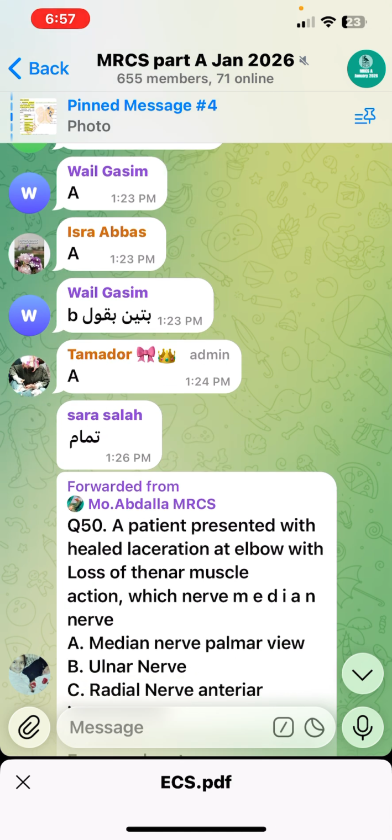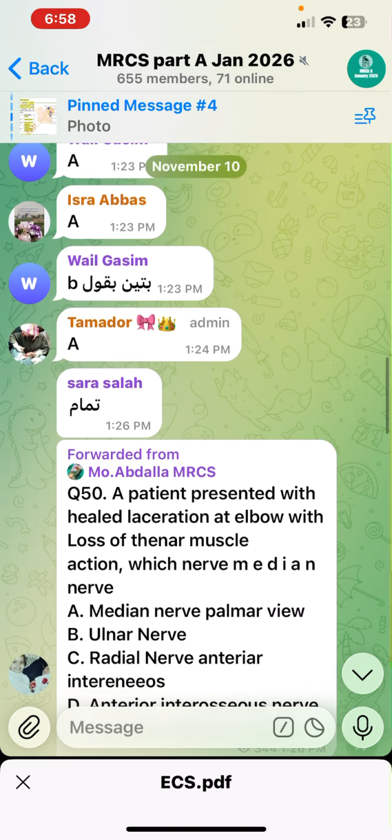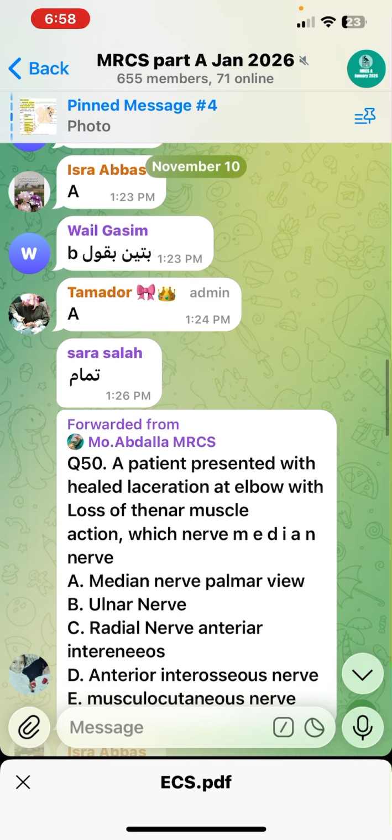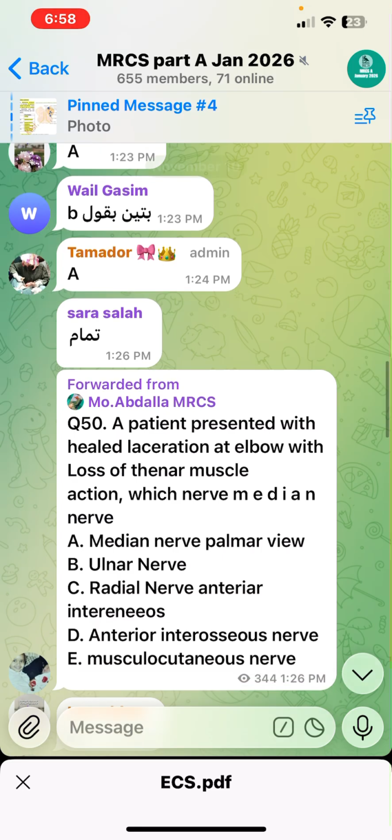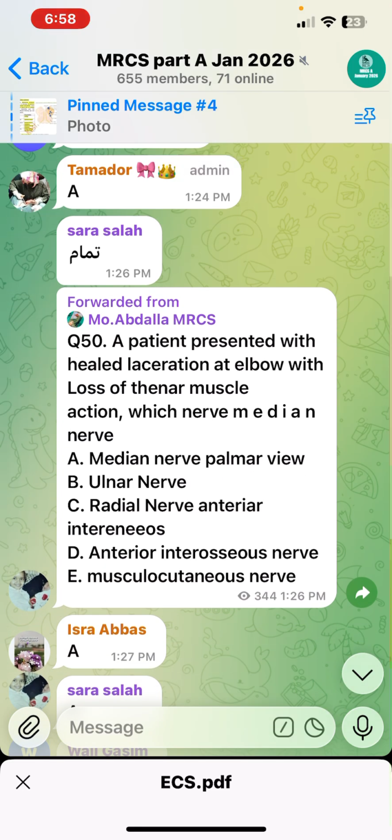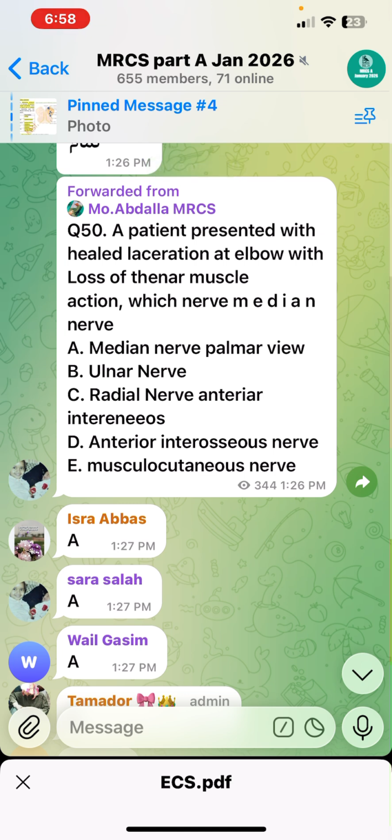Patient presents with laceration at the elbow and loss of thenar muscle action. Laceration of elbow, thenar. Hypothenar, thenar. Which nerve? Median. Which nerve? Median nerve. Which nerve is median to median nerve? Ulnar nerve. Okay, median is the first nerve.